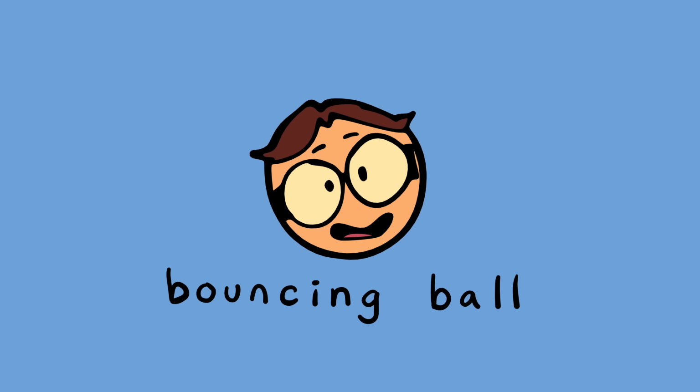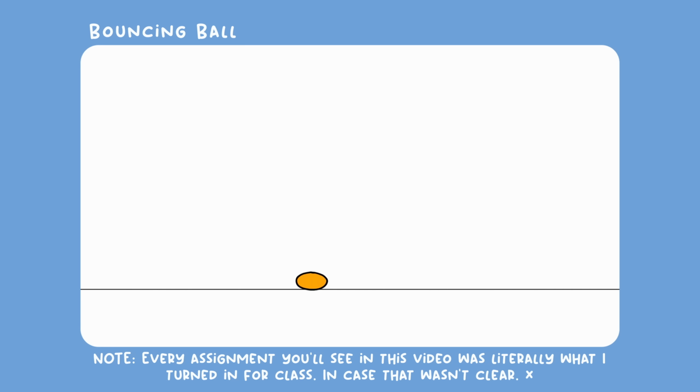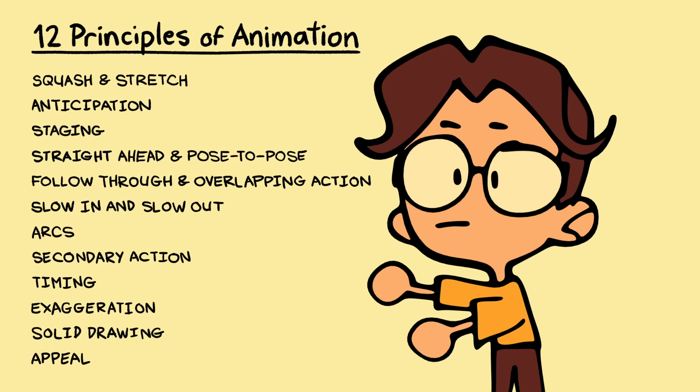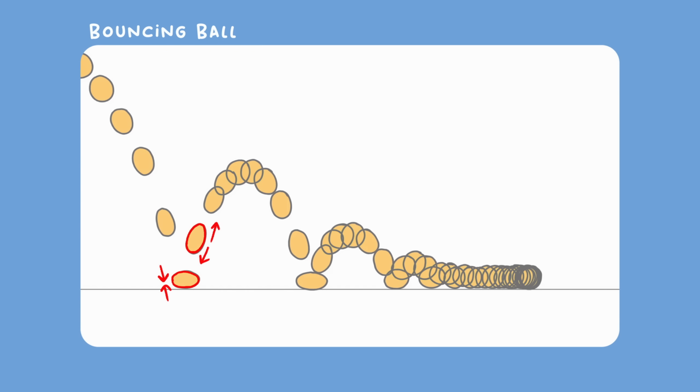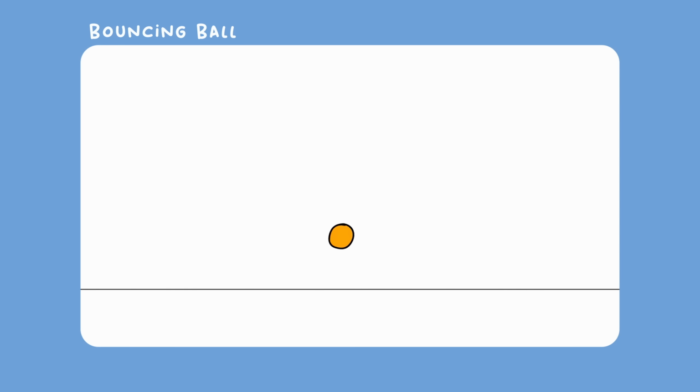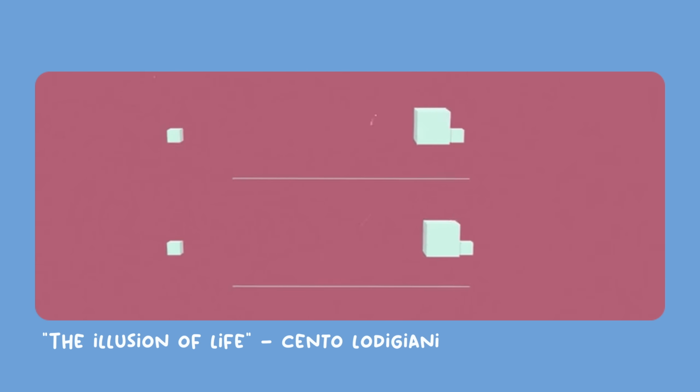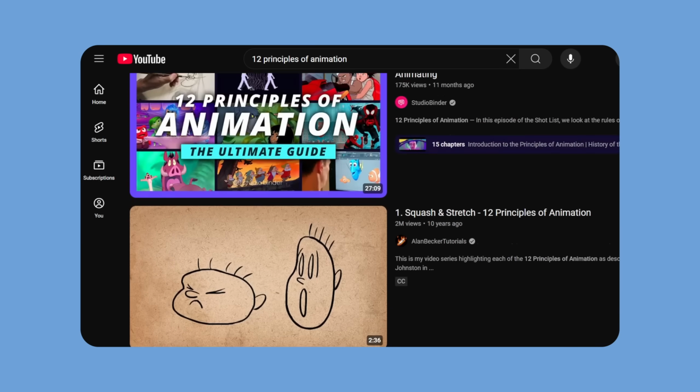The bouncing ball. This is pretty much always the first exercise in an animation course, but it's a good intro to the 12 principles of animation, such as squash and stretch, timing, arcs. I'm not going to explain all of them, but if you want to learn more about the 12 principles, I'll link this video in the description. There's also tons of videos about it.